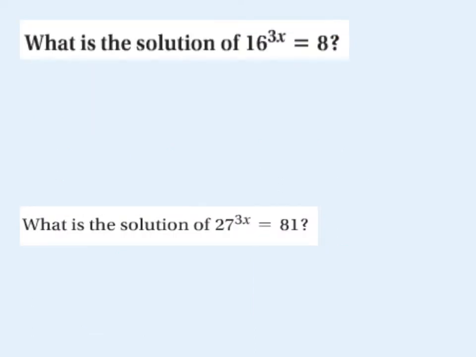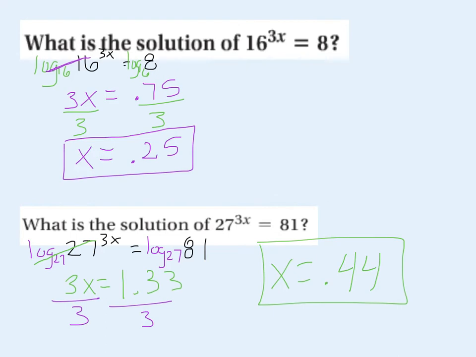Two more questions to attempt to see if you can do this by yourself. Make sure you are working on these problems right now. The first one, you should have got x is equal to 0.25 by taking the log base 16 first as your first step. The second one, you should have gotten x is equal to 0.44 by taking log base 27 on both sides of the equation.